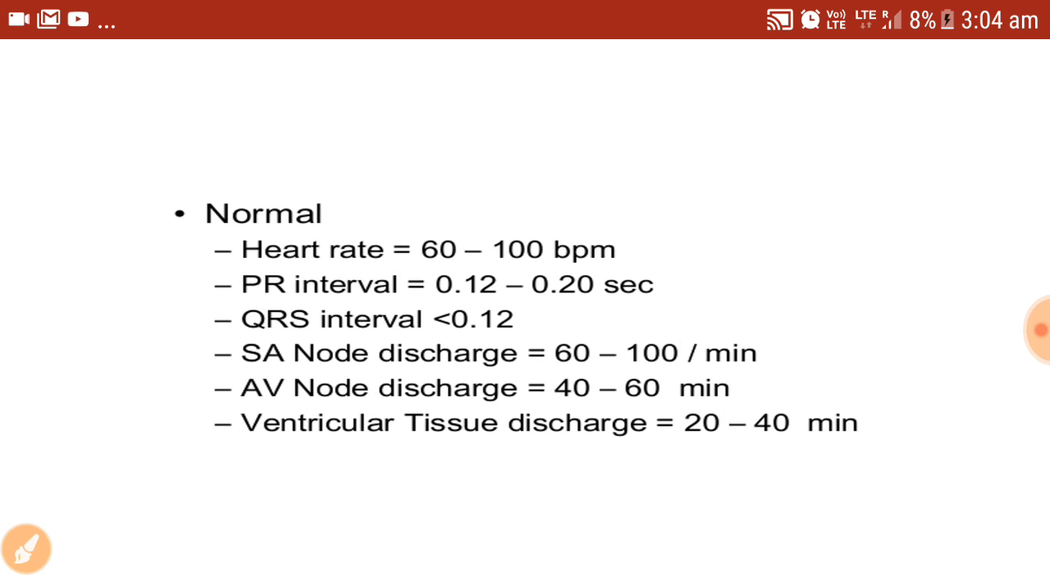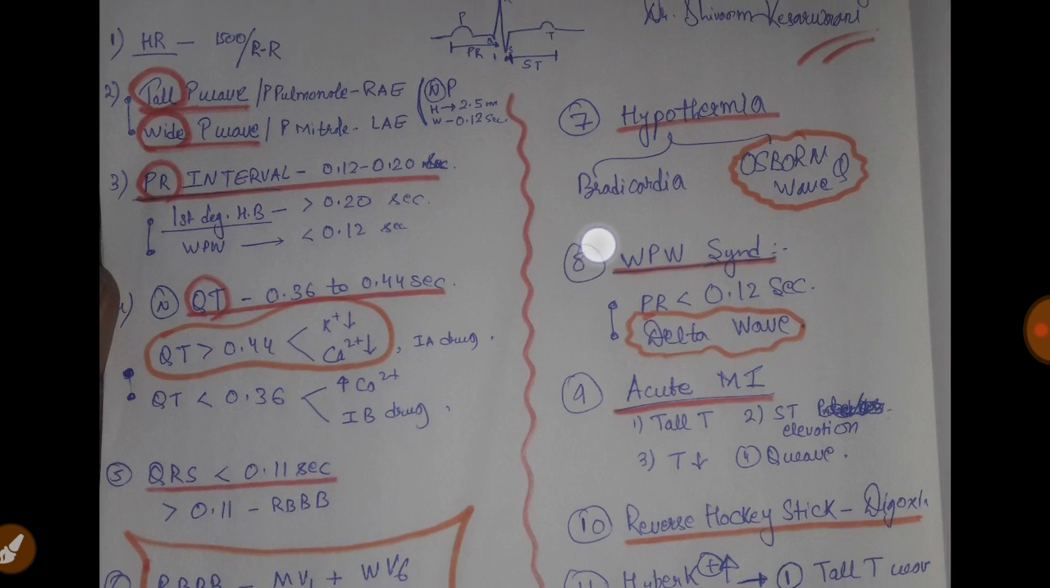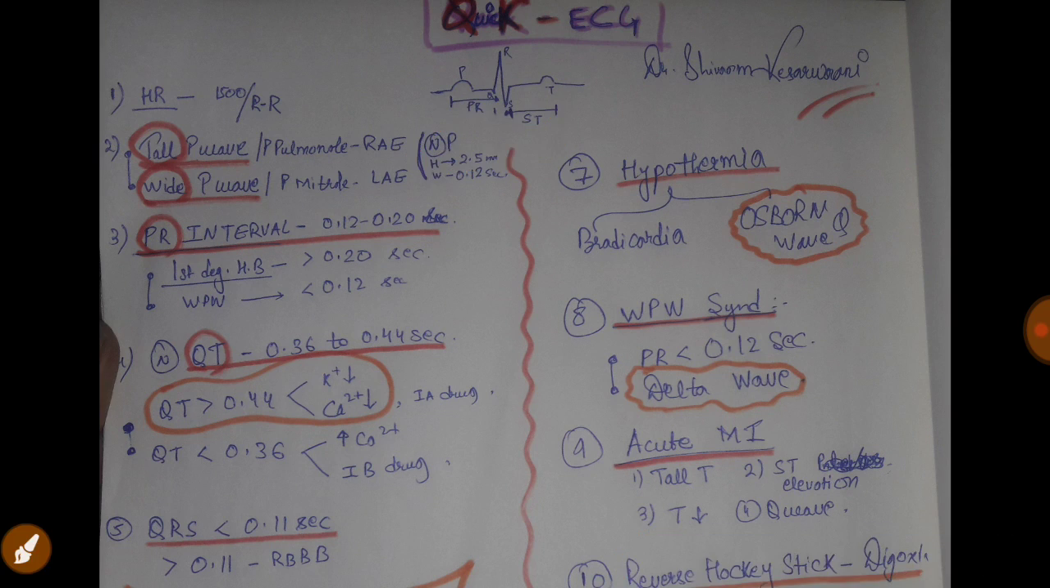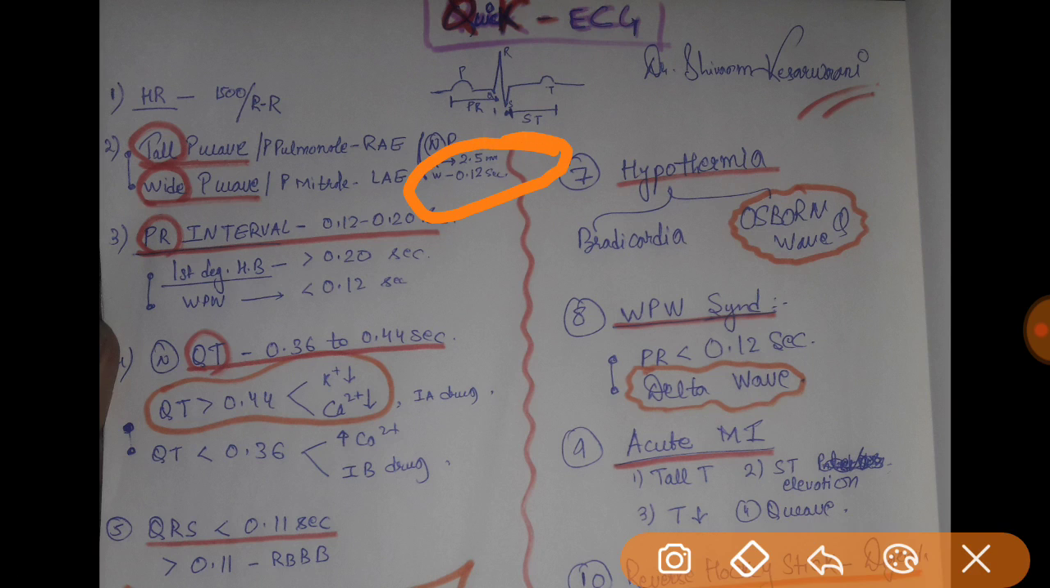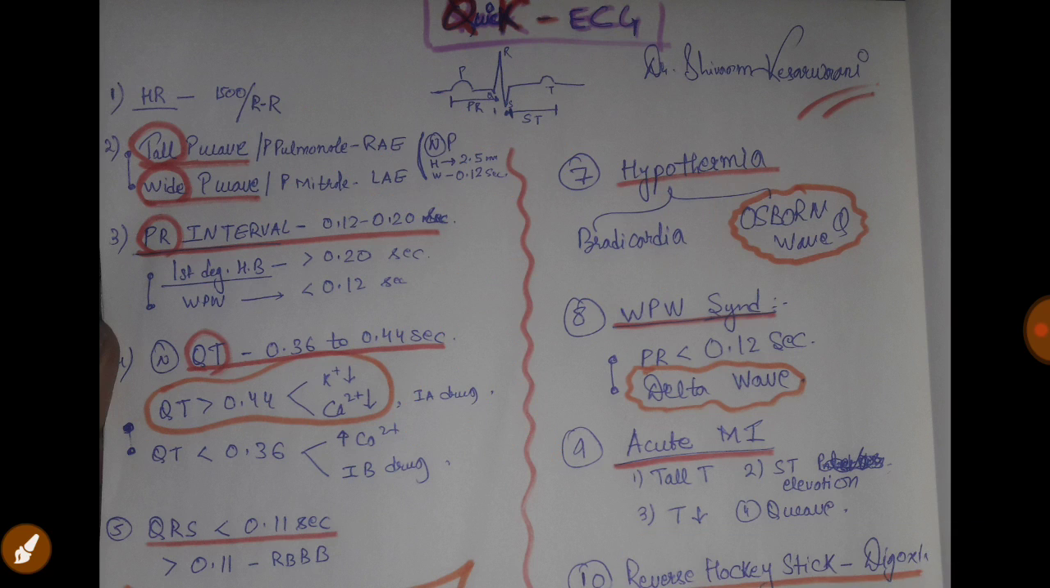Now I'll tell you the graph also from this, because some normal values are given. You see the P wave: the normal height of the P wave is 2.5 millimeter, that means 2.5 small boxes, and the width is 0.12 second. If the width is more, that is the P wave is wide, we consider it left atrial enlargement, P mitrale. If the P wave is tall, greater than 2.5 millimeter or 2.5 small squares, it is called P pulmonale or right atrial enlargement. PR interval normal is 0.12 to 0.20 second. In first degree heart block, it increases because there is delay in conduction. In WPW, it decreases to less than 0.12.